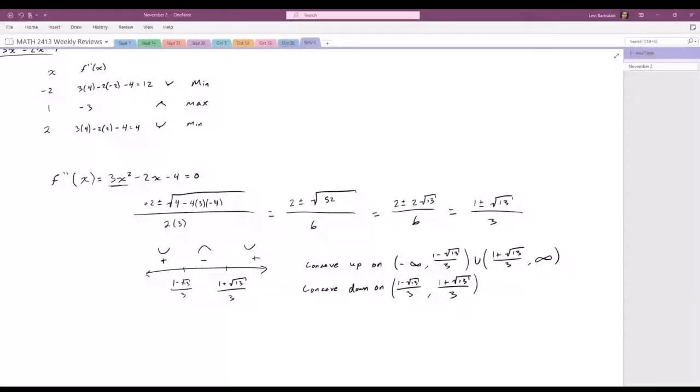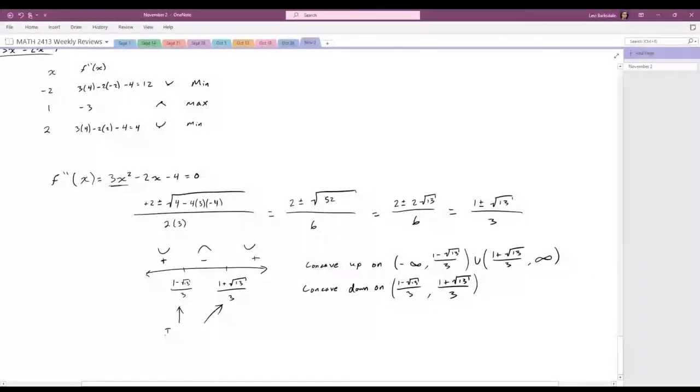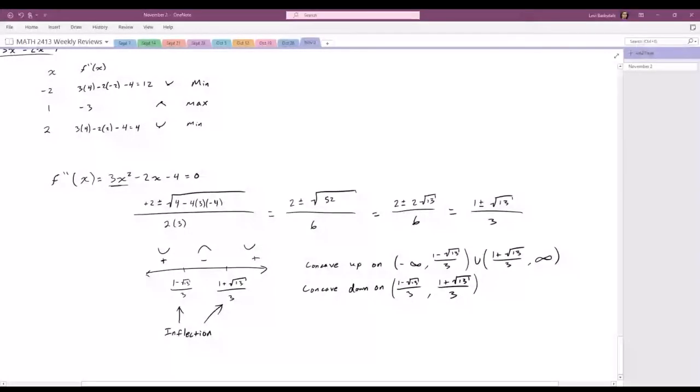Did that make sense? So the inflection points are 1 plus or minus the square root of 13, over 3. These specifically would be our inflection points, because they are where our second derivative changes sign. So that means we have a change in concavity. So the second derivative test for finding concavity is pretty much the same thing as the first derivative test for increasing and decreasing.